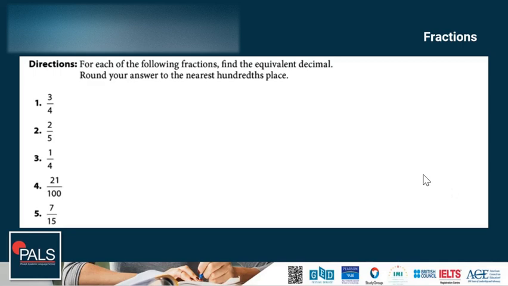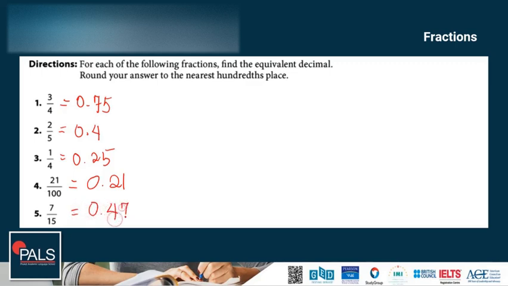Okay, the answers are 3/4 is equals to 0.75. 2 over 5 is equals to 0.4. 1/4 is 0.25. 21 over 100 is equals to 0.21. 7 over 15 is equals to 0.47.